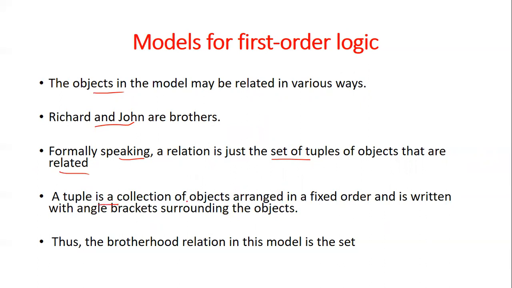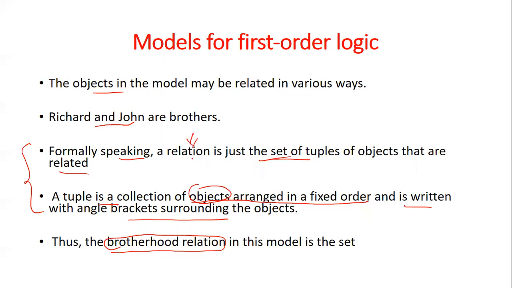And what is a tuple? A tuple is a collection of objects arranged in a fixed order and is written within angle brackets surrounding the objects. A relation is a set of tuples of objects, and a tuple is a collection of objects arranged in a particular order and placed within angle brackets. Then we will see how we can represent the brotherhood relation using tuples. So what we have discussed here: a relation is a set of tuples and a tuple is a collection of objects arranged in a fixed order.